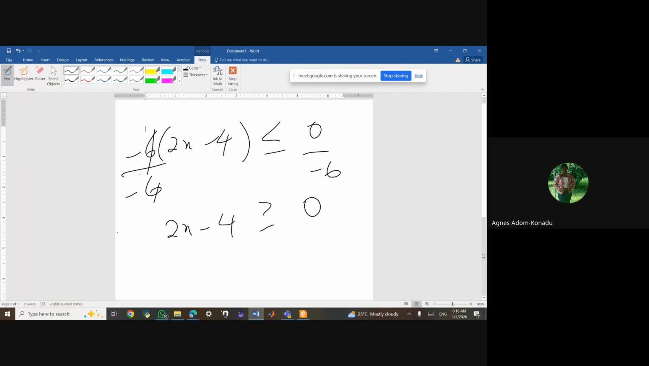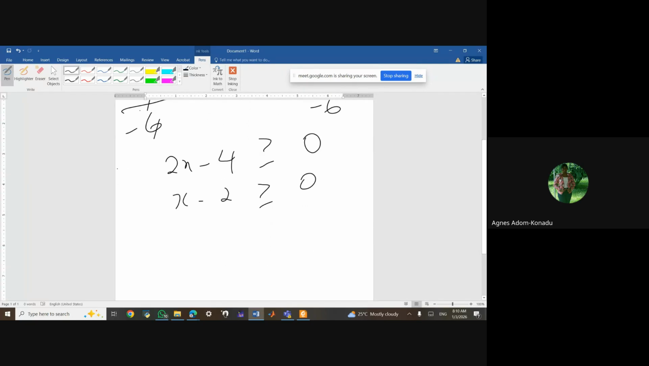So you divide through by 2, and you're going to get x minus 2 greater than or equal to 0. So solving, I have x greater than or equal to 2.